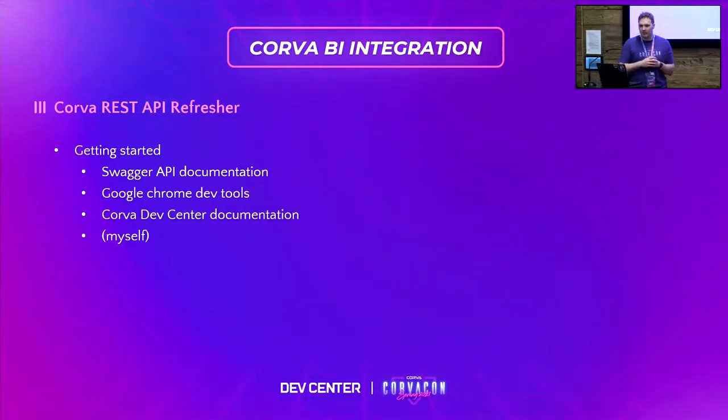When it comes to getting started, I know I mentioned it in my previous discussion, but you can always refer to the Swagger documentation. Google Chrome developer tools is something that a lot of us do internally to find where things are coming from in Corva. And then you can also refer to the Corva Dev Center documentation or talk to me, send me a personal email and I'll help you out.